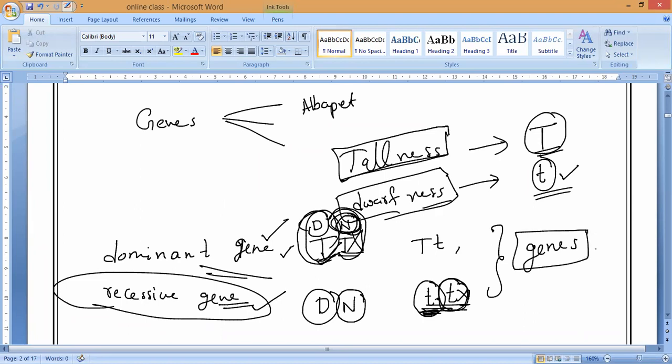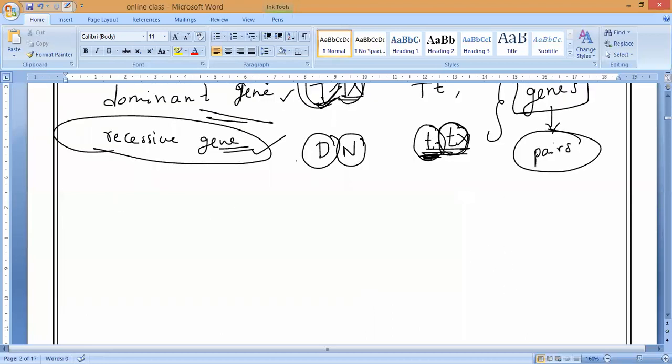Varshini, can you say, Tarani? Genes will always be represented as what, guys? They are always represented as pairs only. It is not possible to represent genes singly. So we always represent them in the form of pairs. For example, if we take tallness, we can represent the tallness as capital TT, and we can represent the dwarfness as small tt.